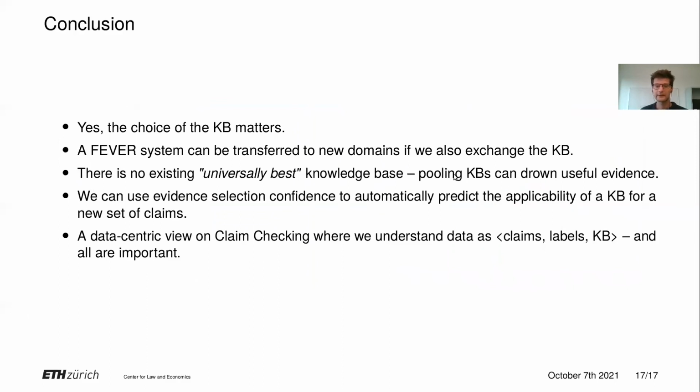I guess those are the key takeaways. That is, the choice of the knowledge base does matter, and FEVER systems can be transferred to new domains if we also exchange the knowledge base to that new domain. And we do not find a universally best knowledge base, and pooling knowledge bases together sometimes drowns the useful evidence. However, we can use the evidence selection confidence scores, and this somewhat automatically predicts the applicability of a new knowledge base for a new set of claims. And then we think that this is a data-centric view on claim checking, and we understand data as the claims, labels, and knowledge bases. And they all are important and perhaps deserve some further investigation.